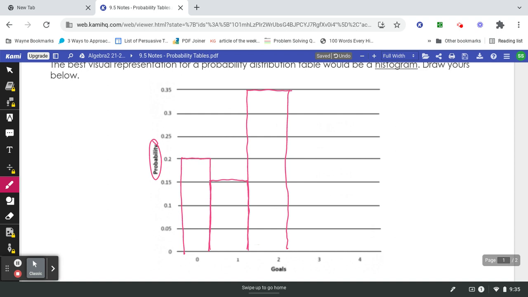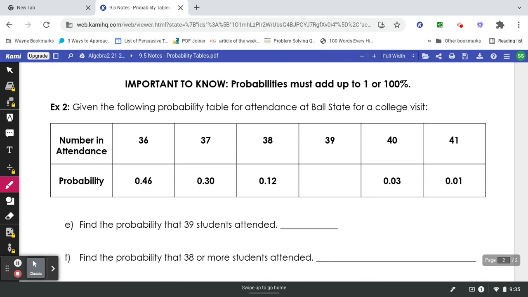And then 3 goals would be 0.2. Ideally, these would all be the same size, but my drawings are terrible right now. And 4 goals would be 0.1, so just a little thing at the end like that. Nice. All right.